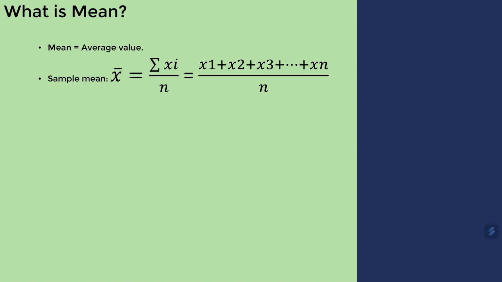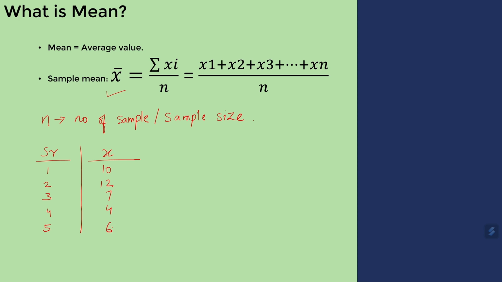So, what is mean? Mean is nothing but an average value. Here is the formula of sample mean: x bar equals summation of xi in the numerator, over n in the denominator, where n is the number of samples or sample size. Let's understand this with the help of a small example. We have series 1, 2, 3, 4, 5, and let's take a random variable as x, with values 10, 12, 7, 4, 6. How do we calculate the mean with the help of this example?